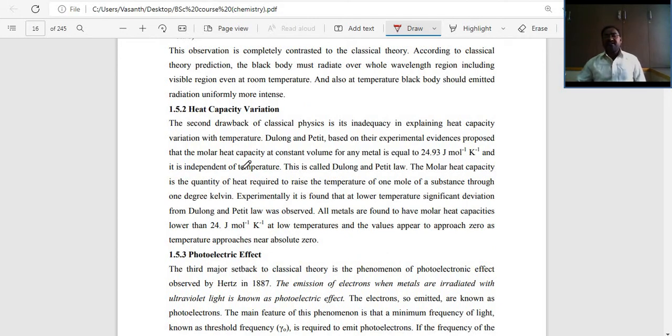According to classical theory, the prediction is that a black body must radiate over the whole wavelength region, including the visible region, even at room temperature. And also, at any temperature, a black body should emit radiation uniformly and more intensely.